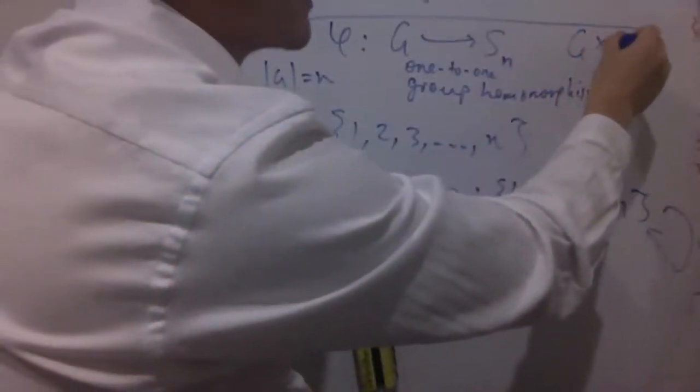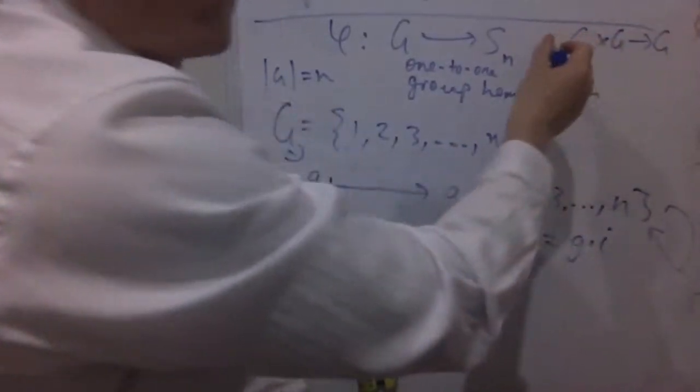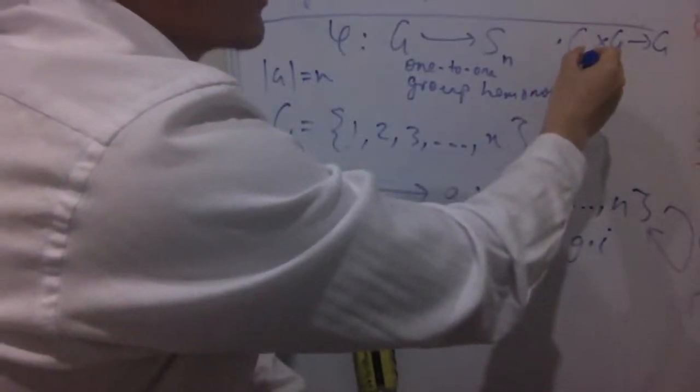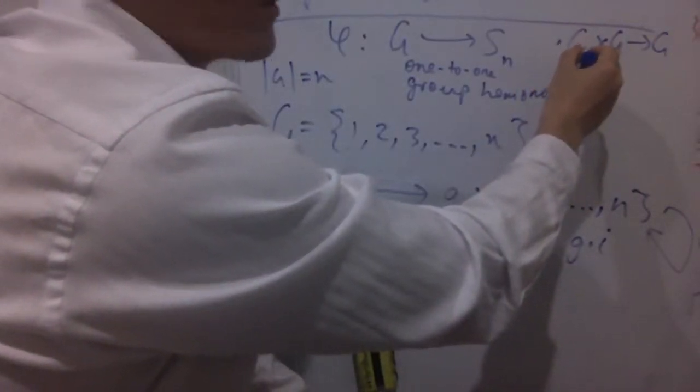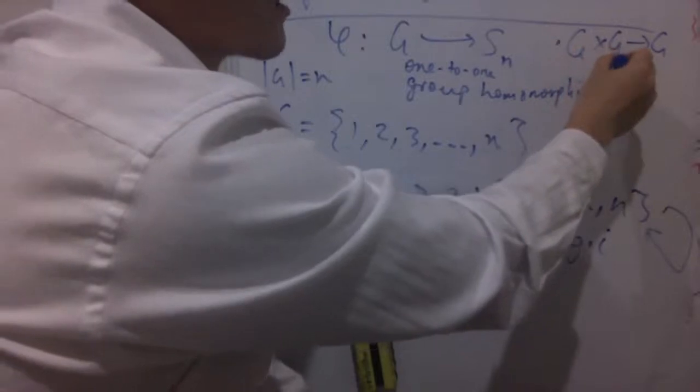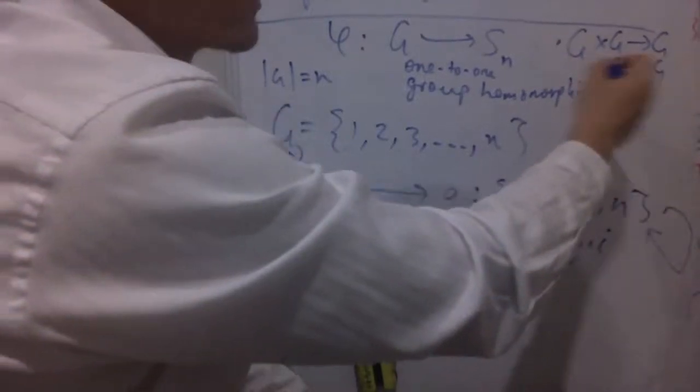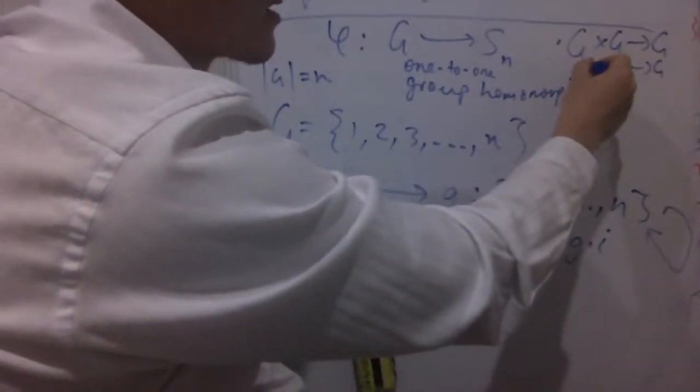So basically, you know how there's a function G cross G to G? That's the operation. Well, you can fix the first coordinate to be g, and then this is an operation from G to G. So that's what this function is. It's g comma blank.